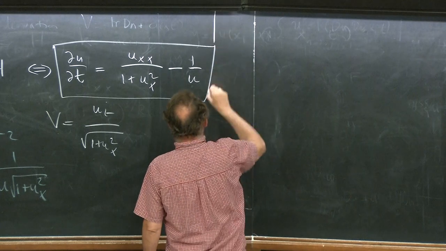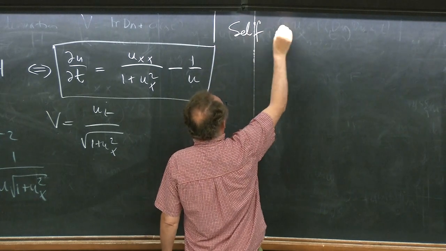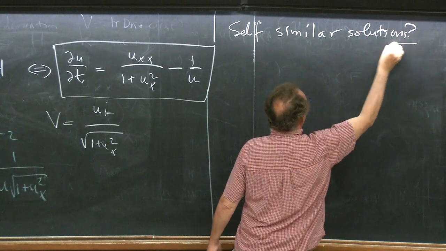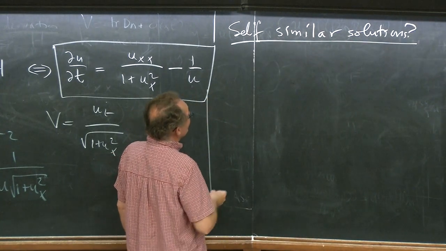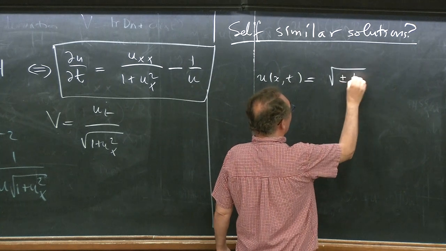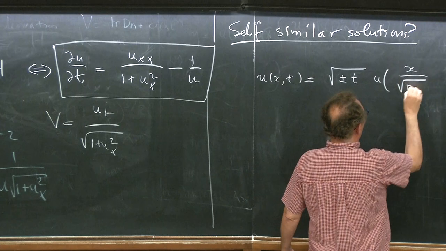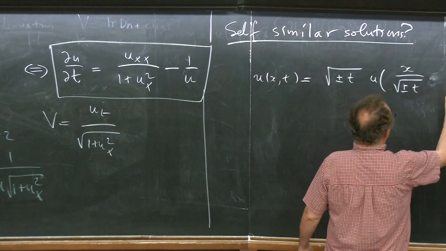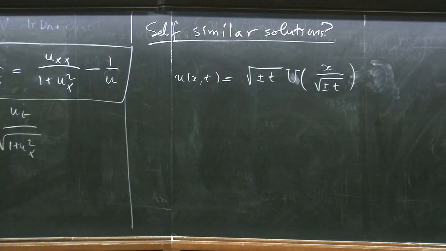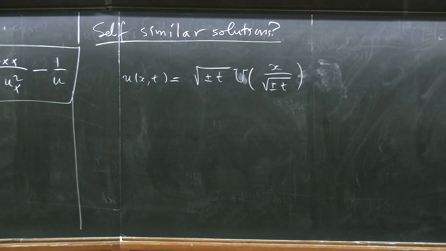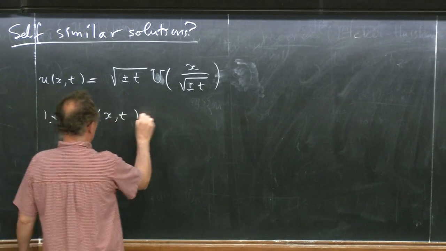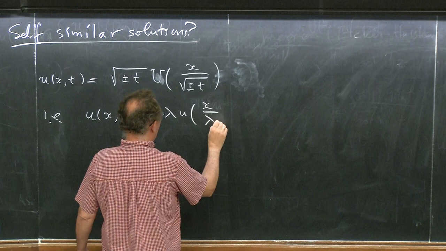Okay, so question, can we find self-similar solutions? And so what is a self-similar solution? A self-similar solution will be a solution of this particular form. So in other words, it satisfies the other way around.